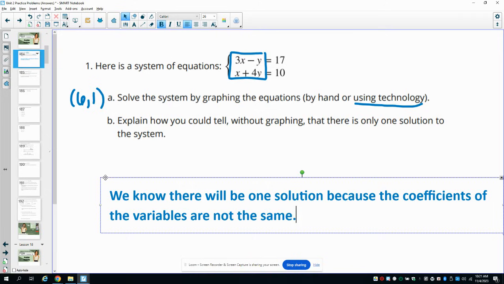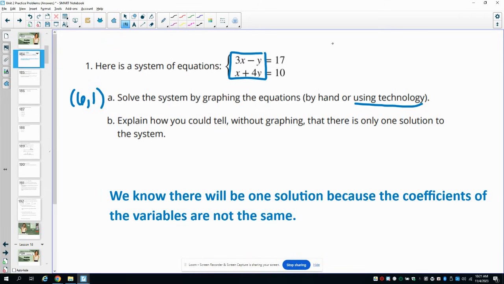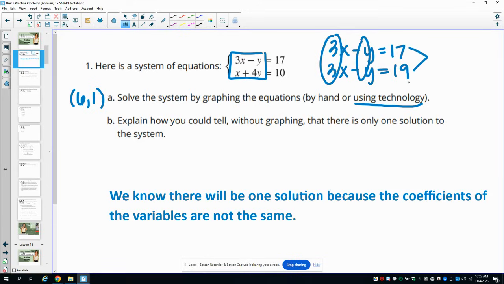So one thing, and we'll see this as we keep going, but if it was 3x minus y equals 17 and it was 3x minus y equals 19, we would have no solution because these numbers are the same here in front of the variables, and then these two are different. And so that's what you're kind of looking for. If it's just very different equations, then there's going to be one solution.